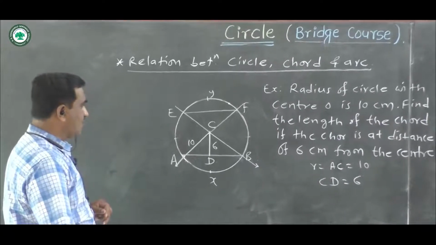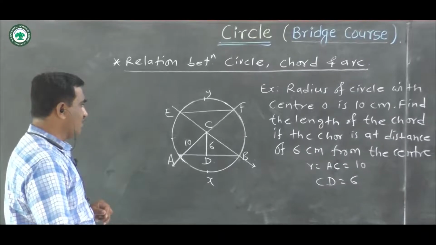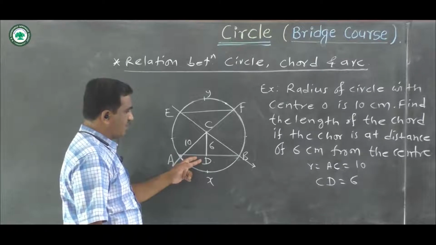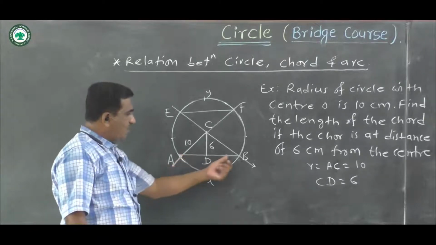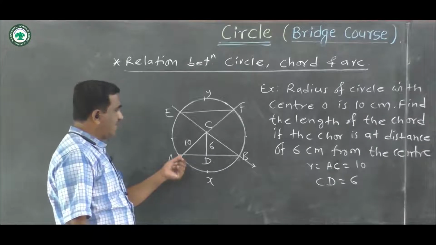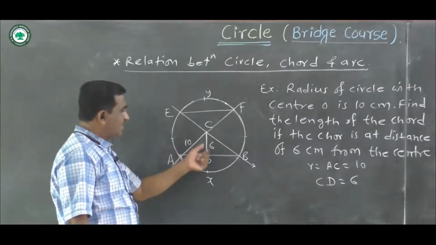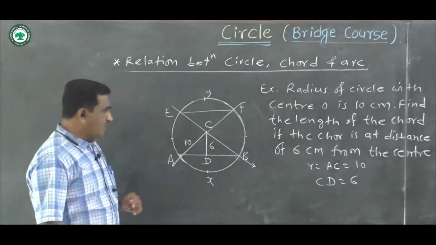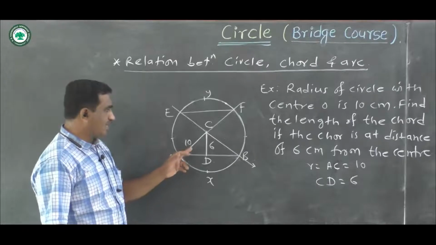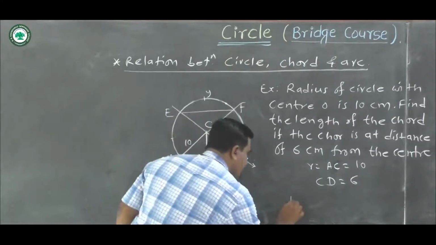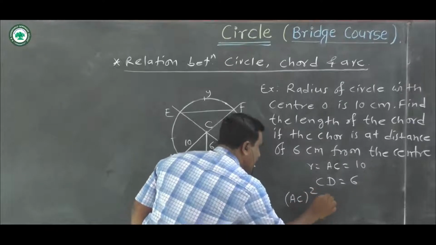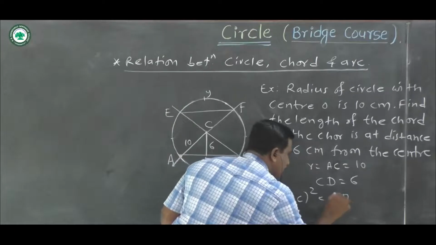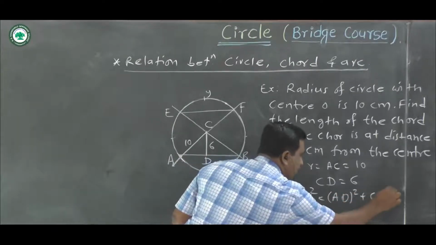We are given the radius of the circle R equal to AC equal to 10 centimeter and the perpendicular distance CD equal to 6 centimeter, and we have to find the chord AB. Now we know that this triangle ACD is a right angle triangle. Now we know Pythagoras theorem. By Pythagoras theorem we can write AC square is equal to AD square plus CD square.